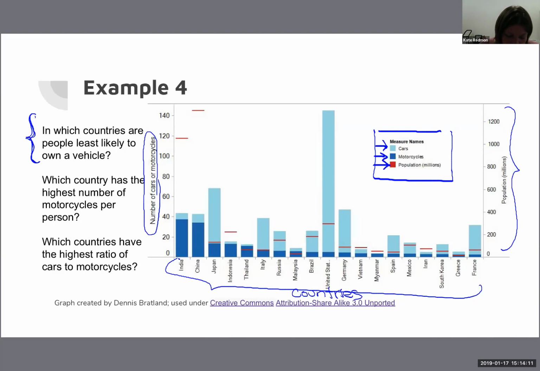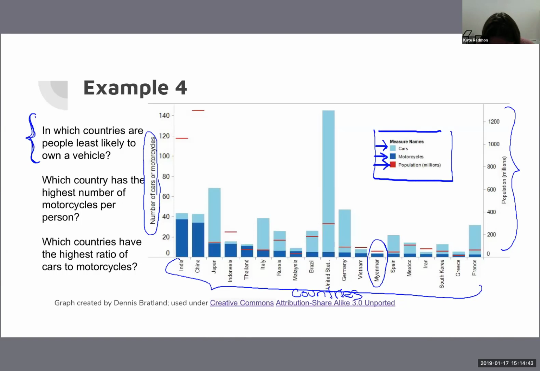It says, in which countries are people least likely to own a vehicle? In which countries are people least likely to own a vehicle? Okay. Myanmar. I don't know if I said it right. Yeah, I don't know if you said it right either, but I'm looking at it. Okay, so what about this made you think they're less likely to own a vehicle? Because I don't see light blue. You don't see light blue.